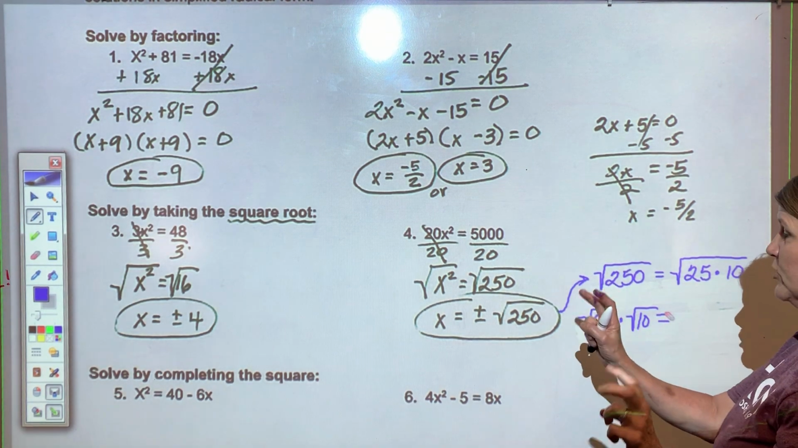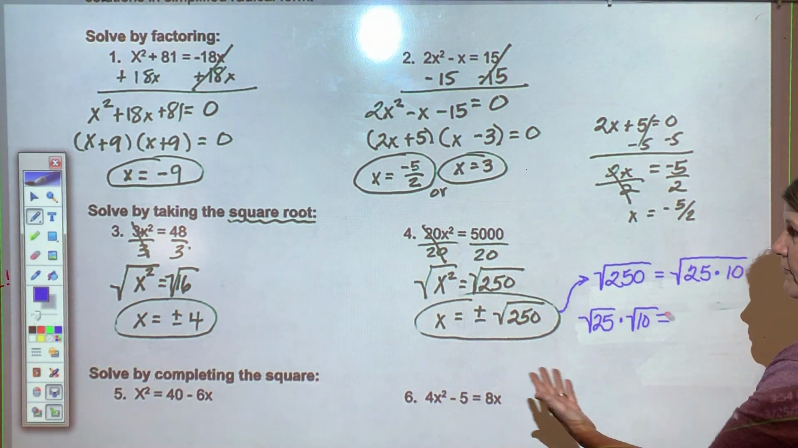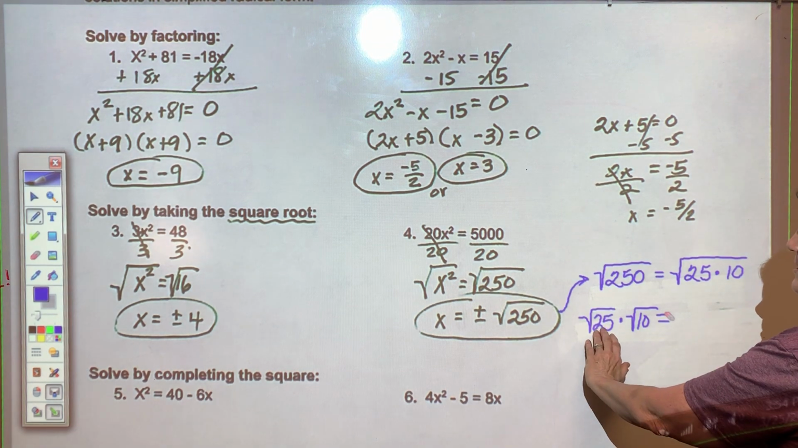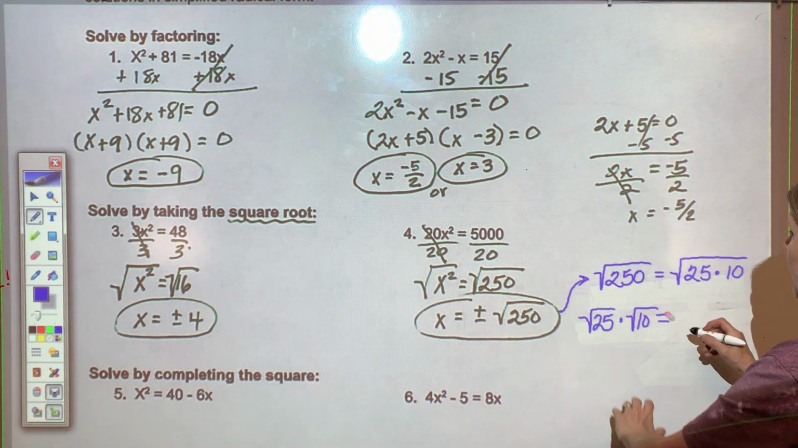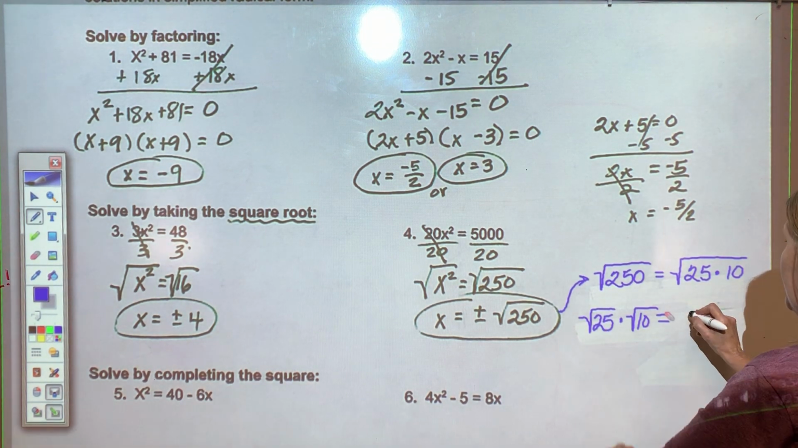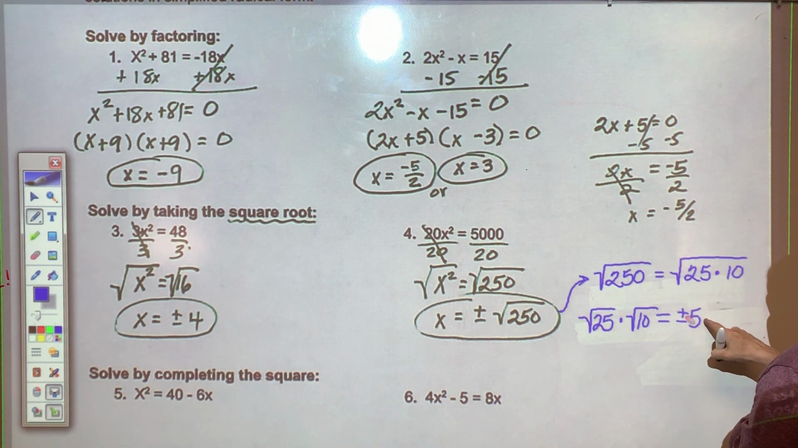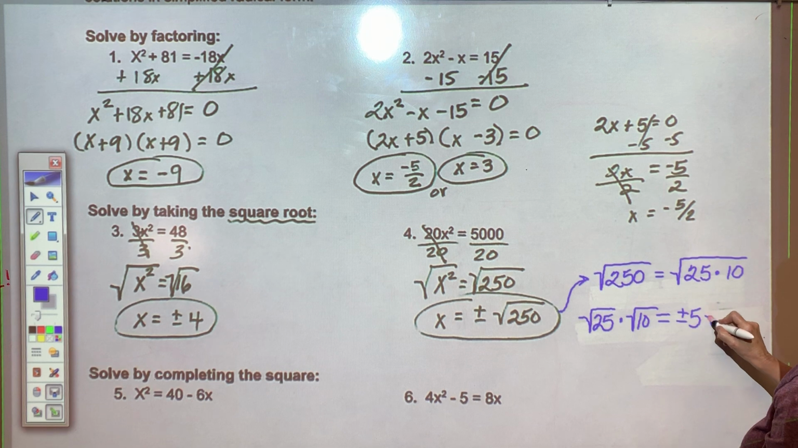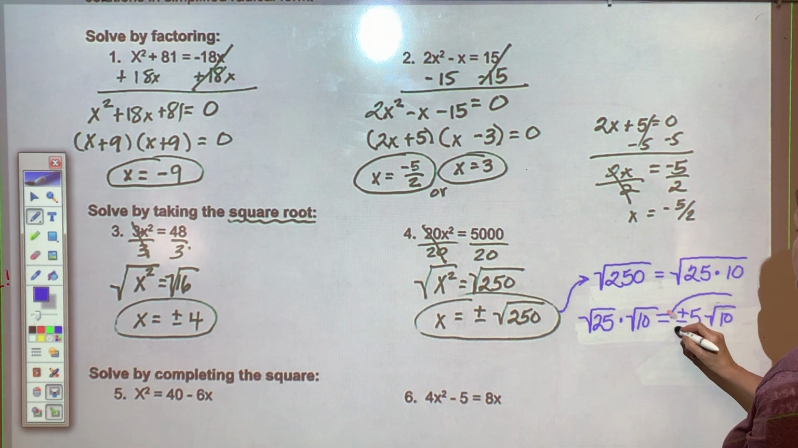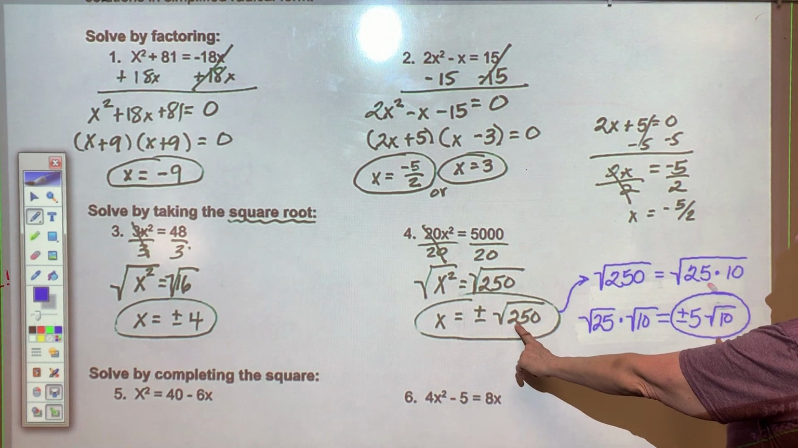25 is what we call a square number. Something times itself, an integer value times itself, would give 25. So we know that would be plus or minus 5. So plus or minus 5 times the square root of 10. You don't have to put the times symbol. It's understood that multiplication is still going on here. And so this is another way of displaying this very same answer.